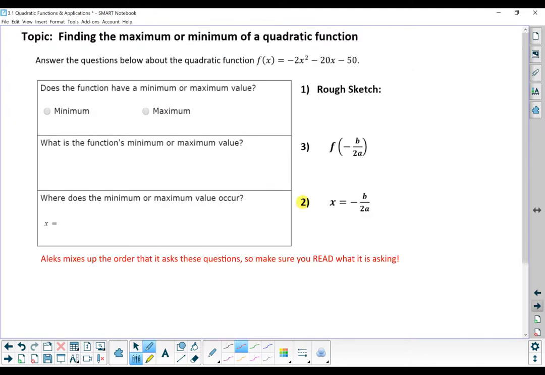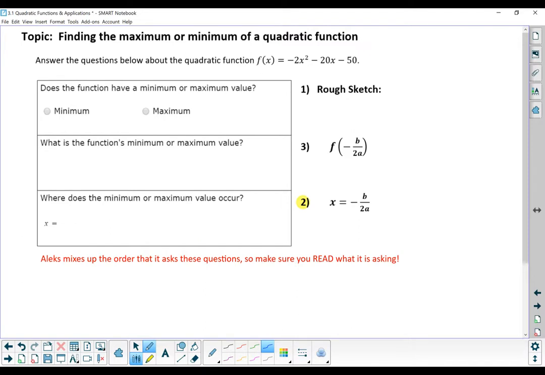Okay. One of the topics is just going to have you report the minimum or maximum value of the quadratic function. So it'll give that function to you in standard form. So we have the function negative 2x squared minus 20x minus 50. It'll ask you whether it's a min or a max, what the function's max or min value is, and then where does that max or min value occur.